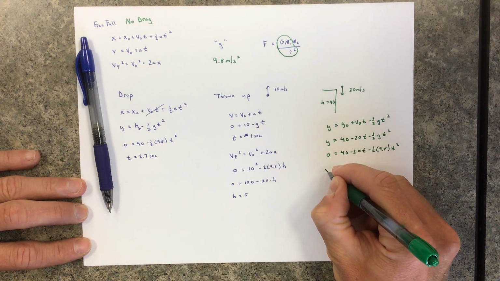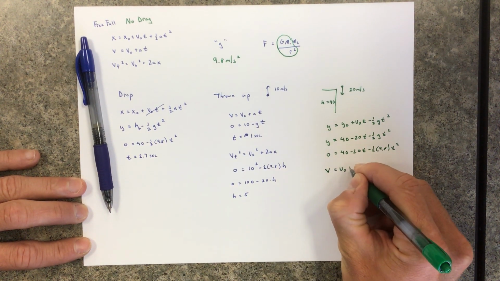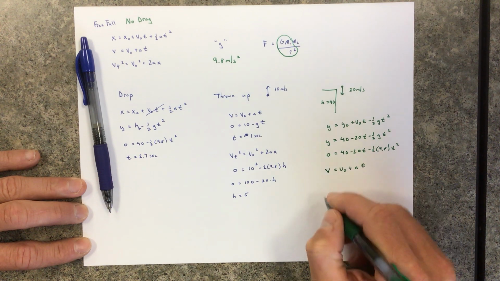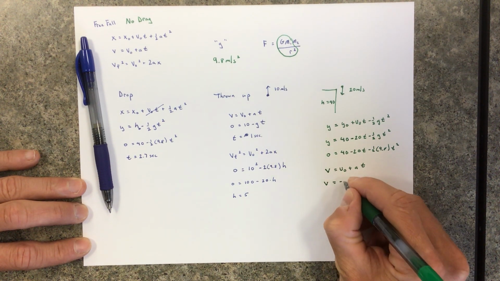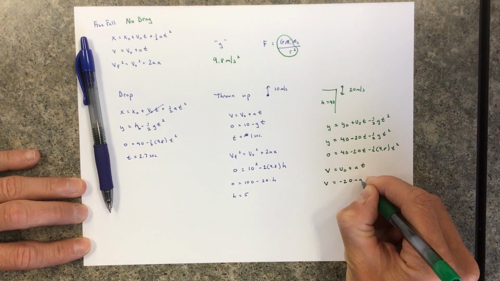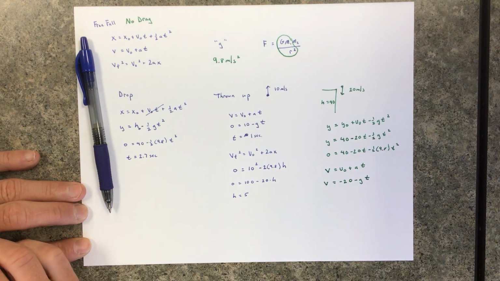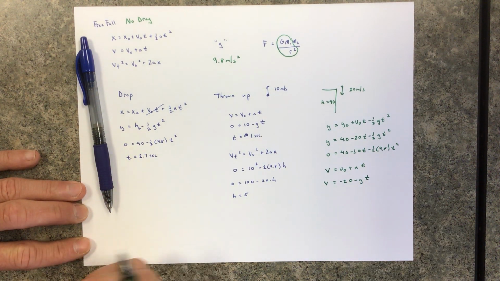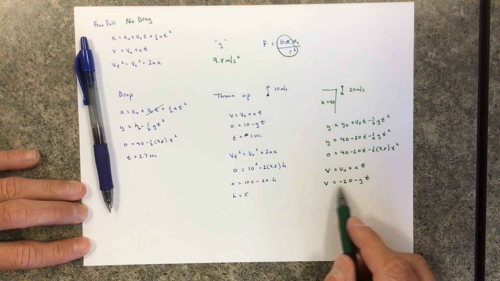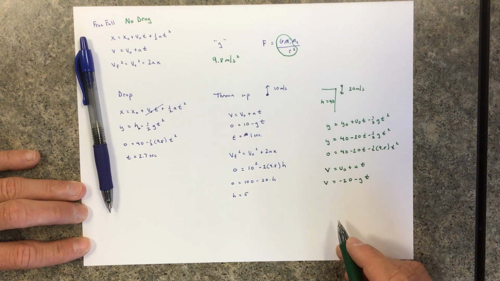If I wanted to know the velocity at any moment, well, I'm using the velocity equation. The velocity equation says that this is going to be a negative 20 minus gt. That tells me how fast I'm moving down, and of course it's going to be negative the whole time. And you see how these two are the same sign? Because this was down and of course this is down.